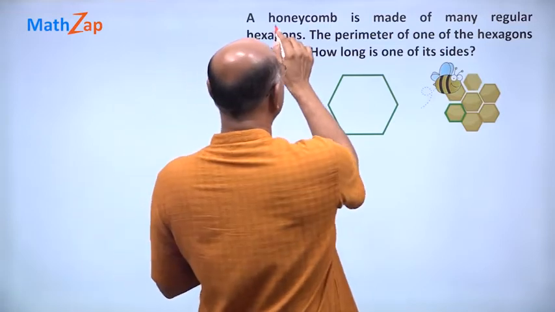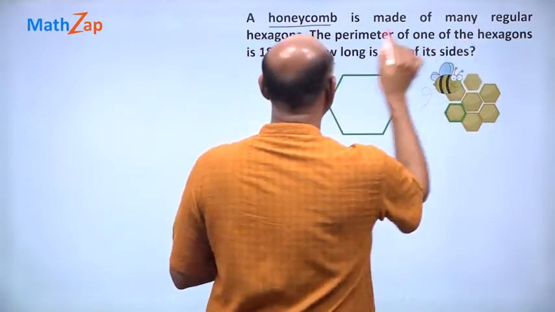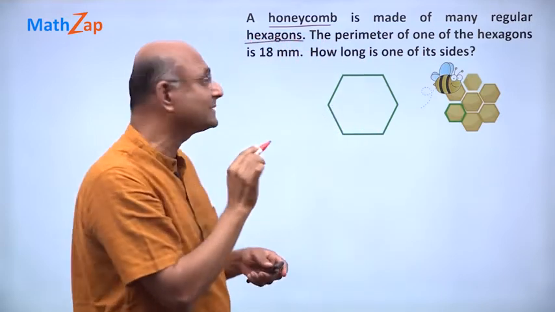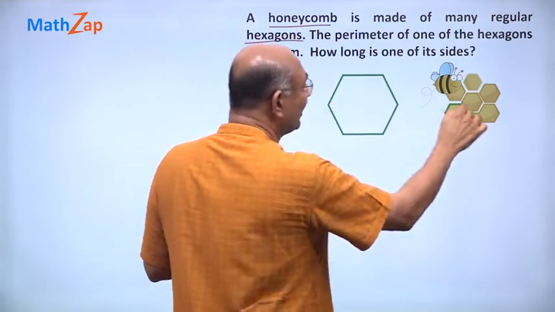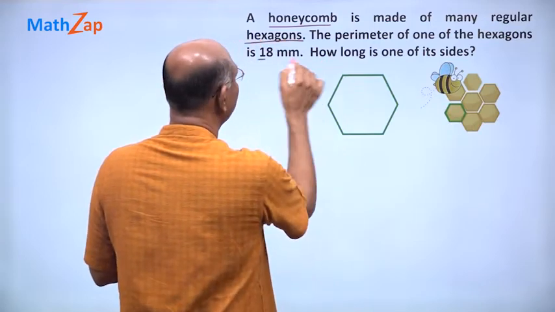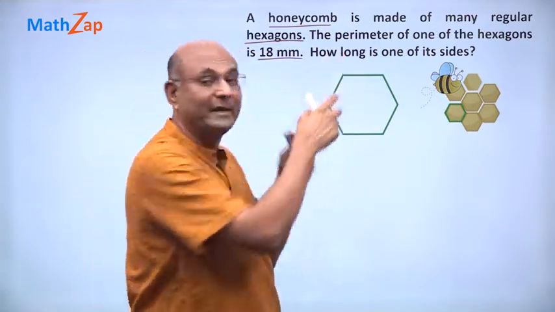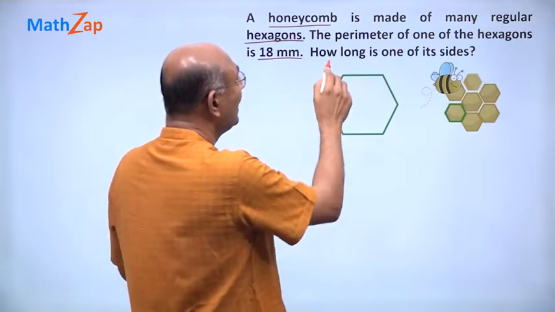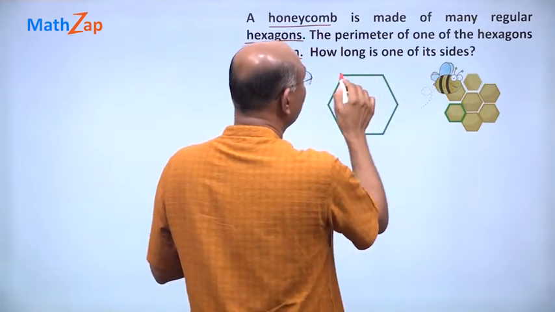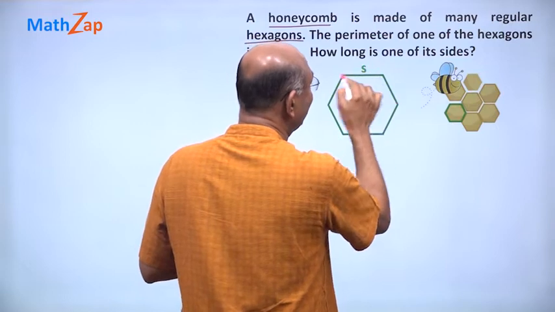Anyway, the question says that a honeycomb is made up of many regular hexagons. The perimeter of one of these hexagons is given. It is 18 millimeters, very, very small. So I have blown this up here for us to see. How long is one of its sides? We want to know this side length.